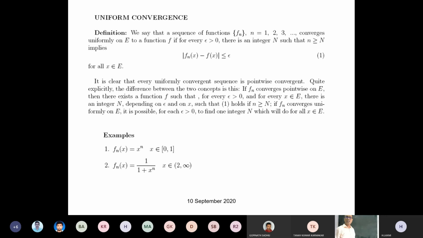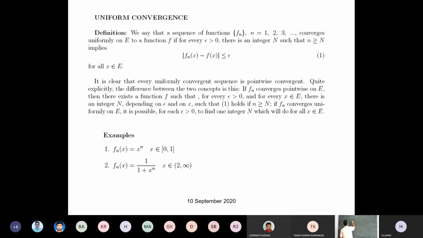Probably you have checked this before, right? Should I repeat it, or I can simply jump to the proof of the uniqueness and existence theorem? Should I do it? Yes, sir. Okay, fine.